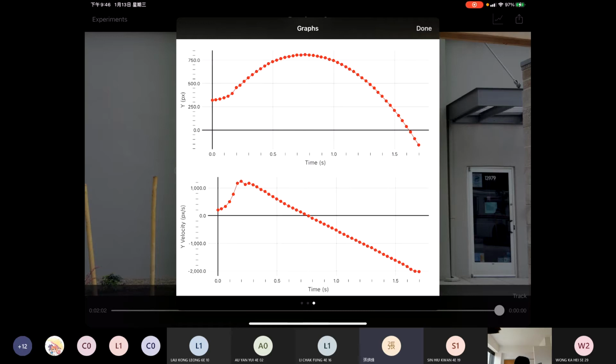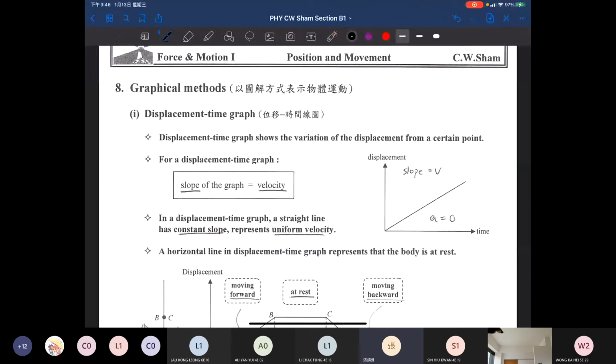The slope of the graph is actually equal to the velocity. If you have learned MQR, the slope of the graph would be delta s over delta t. By definition, it would be v. If it is a straight line, then it has a constant slope. Constant slope means a uniform velocity.